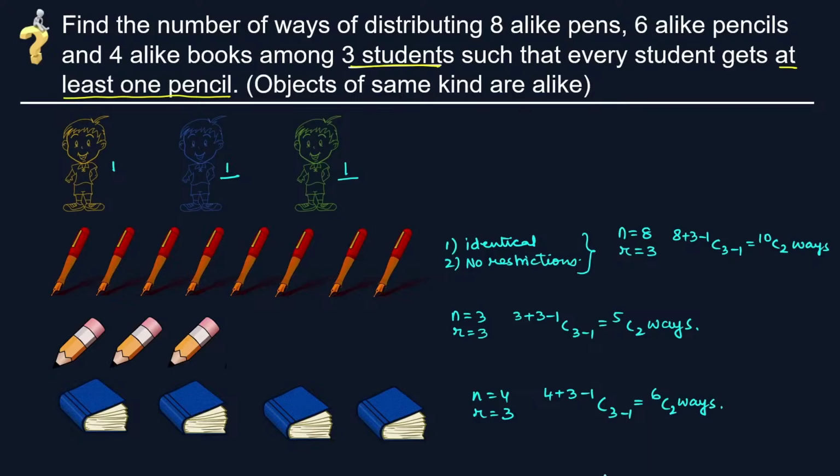That gives us 6C2 ways. Am I correct? So 10C2 is the total number of ways of distributing the pens. 5C2 is the total number of ways of distributing the pencils so that each one gets at least 1 pencil. And 6C2 is the total number of ways of distributing these 4 identical books to these 3 students. So the total number of ways in which these objects can be distributed to these 3 students is 10C2 into 5C2 into 6C2. Again, I'm not going for any calculation. Calculation you can do by yourself.